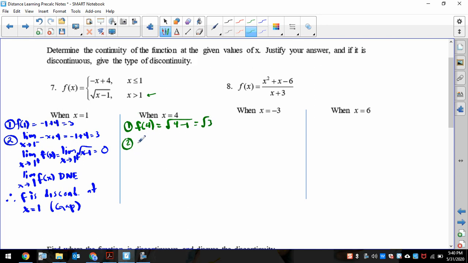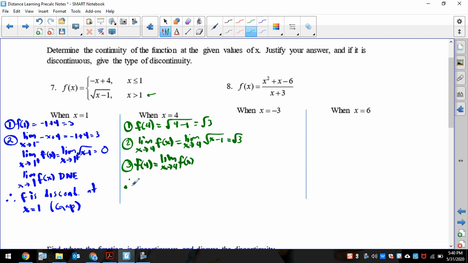Part 2 is the limit as x goes to 4 of our function, f. Well, what is left of 4? Well, maybe something like 3.9. And 3.9 is greater than 1, so it's still in the square root. Well, what's right of 4? Maybe something like 4.1. Well, 4.1 is still greater than 1, so it goes to the square root as well. So both left and right hand sides of our limit are going to go to the square root of x minus 1. So this is going to be square root of 3. So for part 3, we see that our function f of 4 is equal to the limit as x goes to 4.